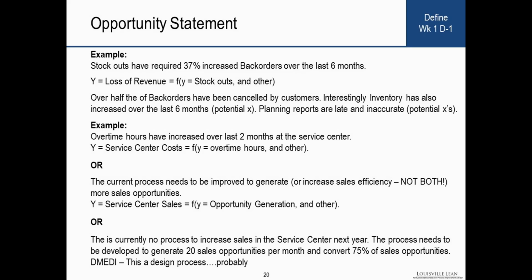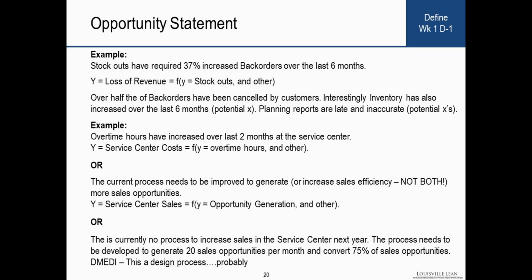In the second example, again, there are probably 2 different business cases, and one project may be one type or the other. But again, the easy way is: the overtime hours have increased over the last 2 months at the service center. We know what the Y is, right? We know the costs have gone up. This one, we did a little bit of investigation and saw that overtime costs are up. So Y is equal to service center costs, and that's a function of, among other things, overtime hours, and that's how we're going to measure success. We're going to see if overtime hours go down.